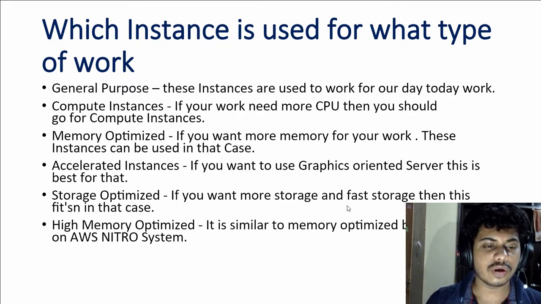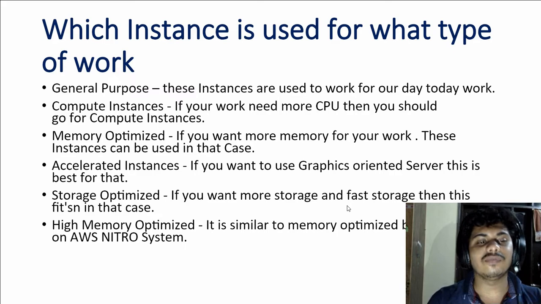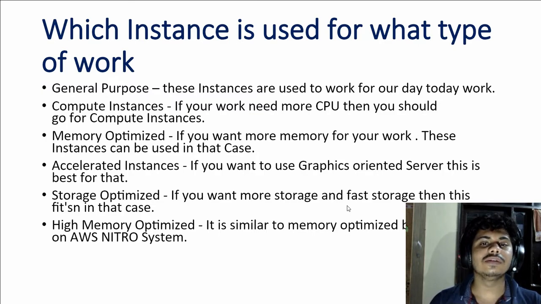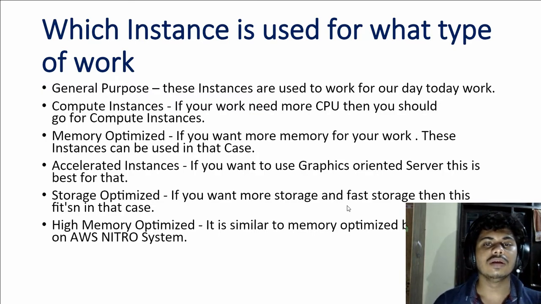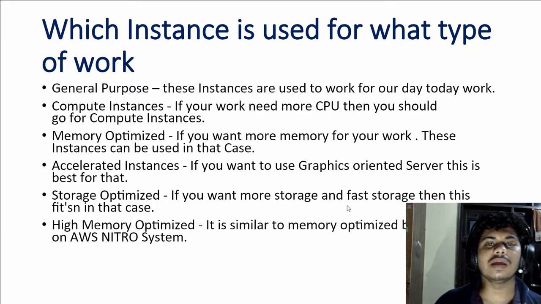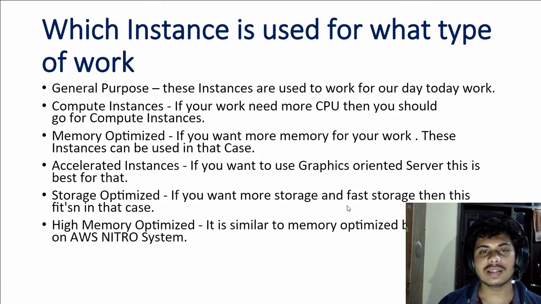Now moving ahead, talking about high memory optimized. High memory optimized instances are similar to memory optimized, which I have explained, but they use one more thing, that is the AWS Nitro system. What is the AWS Nitro system? It is a hypervisor which is used to virtualize resources. I will explain it in another video when we move ahead. So that's about the instances, what they do, and which instance is used for which work.